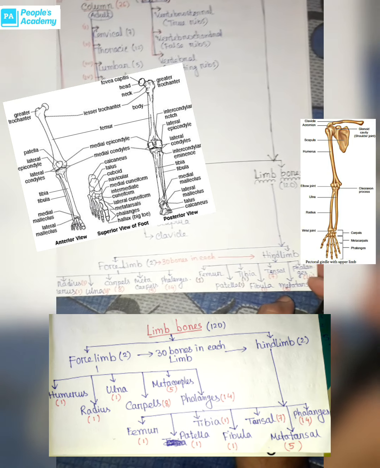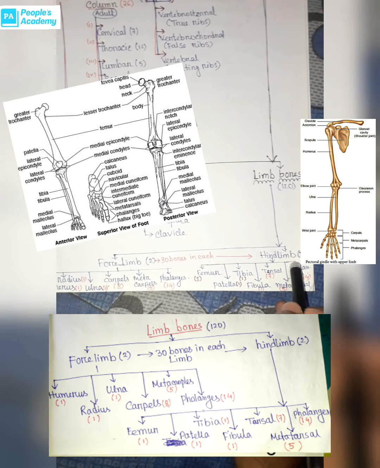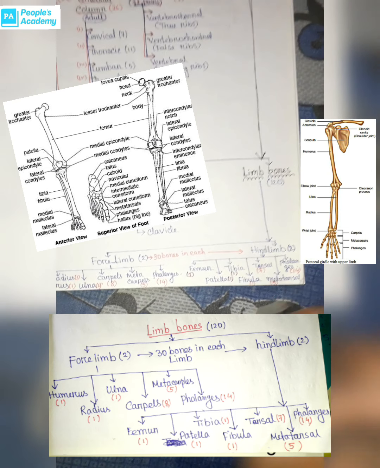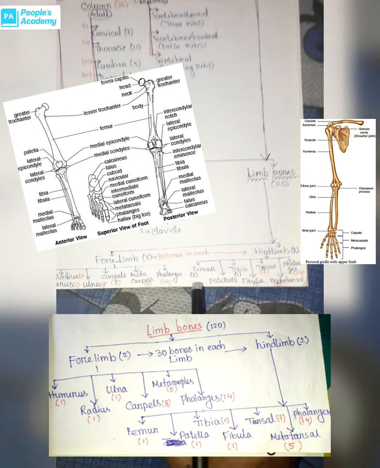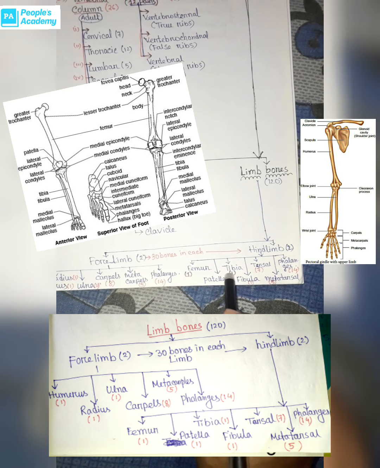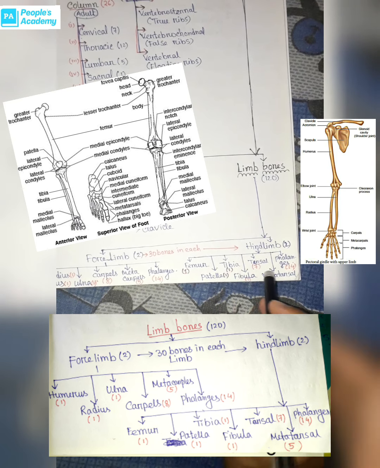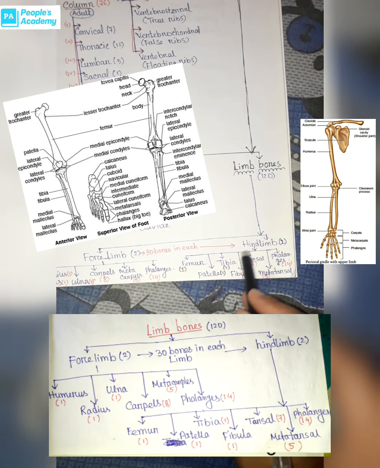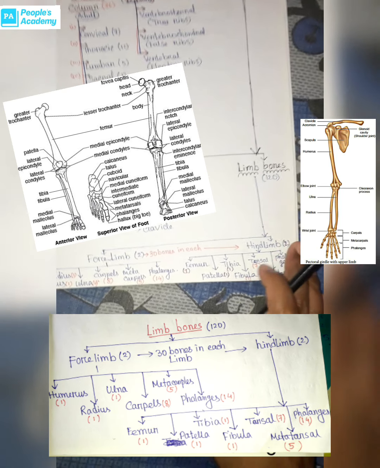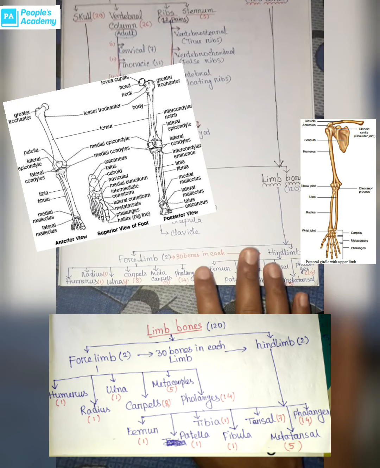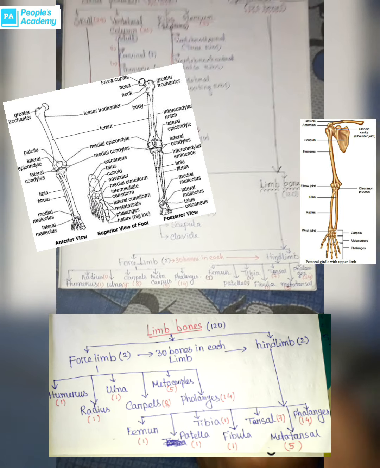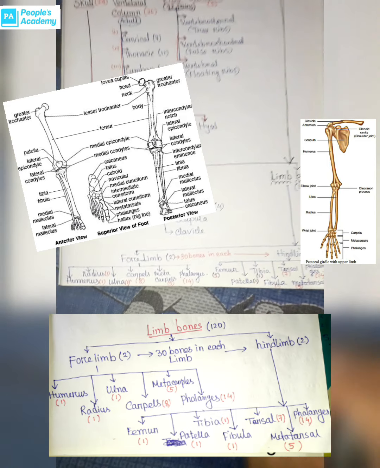Now coming to the hind limbs, there are seven types of bones present in the human leg. What are these? One femur, one patella, one tibia, one fibula, seven tarsals, five metatarsals, and 14 phalanges. Don't worry, guys, maybe these terminologies are new to you, but we are going to discuss them in detail in a next video.